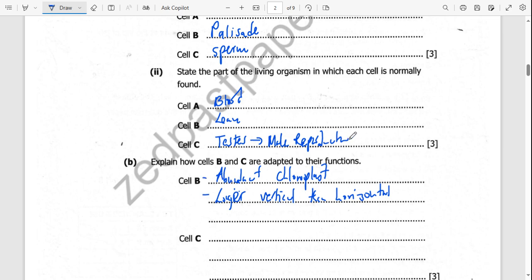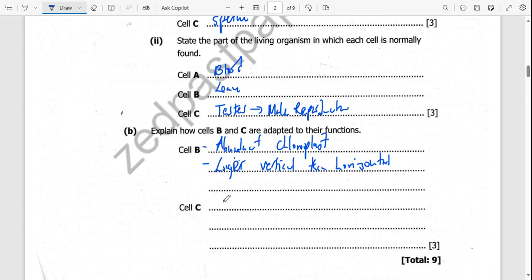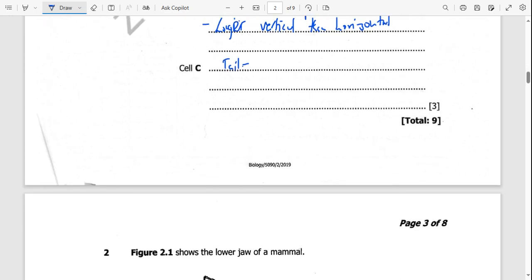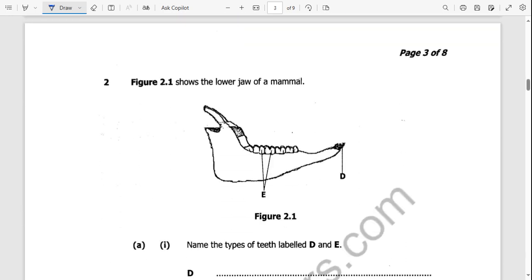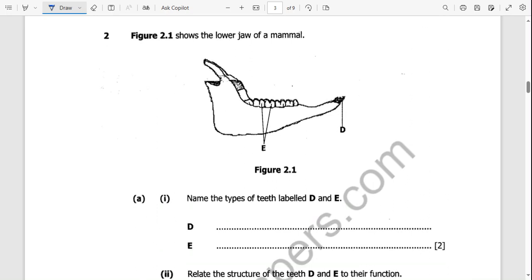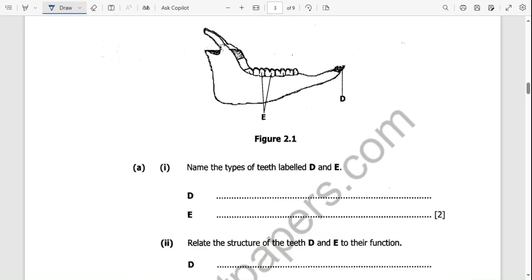How about the cell C, the sperm? Why is it adapted to its function? It has got a tail, and that tail aids it in movement to go towards the female reproductive system, right? The figure here shows the jaw of a mammal. Name the type of tooth shown. You can see these ones in front, they are sharp. So these are incisors.